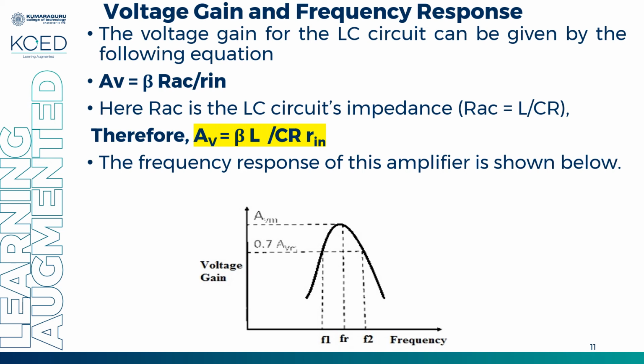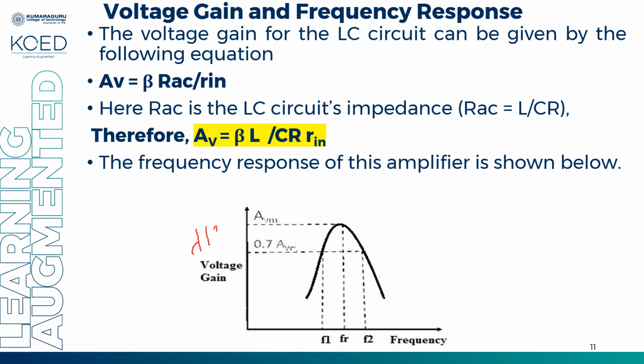So we can find out the internal resistance value and the RAC value, which is nothing but L divided by C into R. Substituting those values, we can find out the voltage gain, and the frequency response can be plotted. Here, if you can see, there are lower end frequency F1 and higher end frequency F2, and the one in between is your resonant frequency, and at resonant frequency I'm going to get the maximum value of voltage gain. This voltage gain will be in terms of decibels, right?